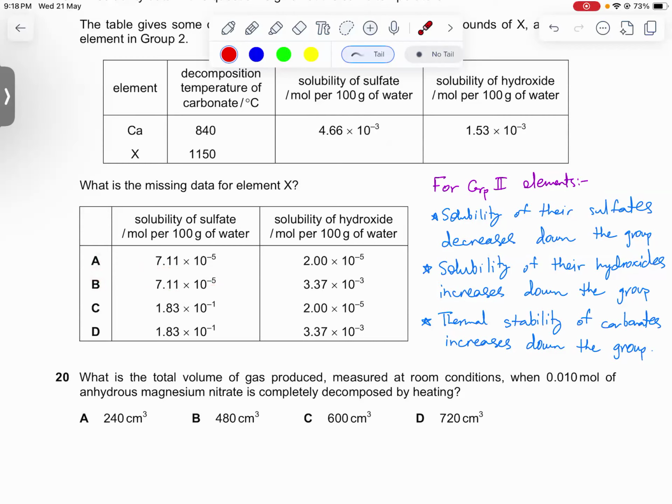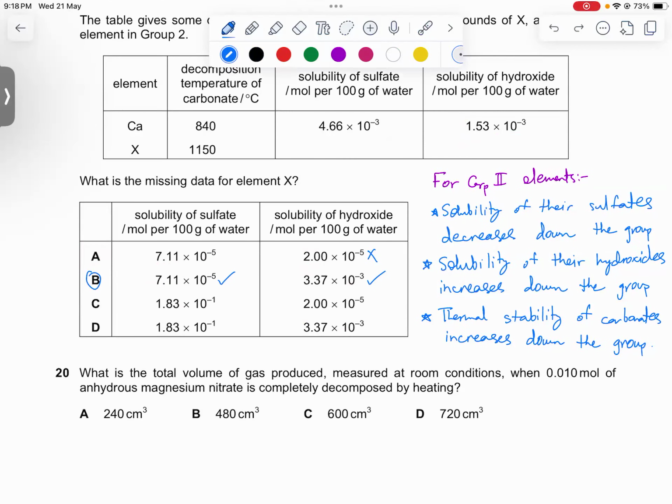All right. And now the solubility of hydroxide. Well, solubility of hydroxide should be more than this. So in option A, 2.0 times 10 to the power minus 5, the solubility has decreased. This can't be correct. So the correct answer is B. All right. Both these values are correct. 3.37 times 10 to the power minus 3. That is an increased solubility when we compare to 1.53 times 10 to the power minus 3.